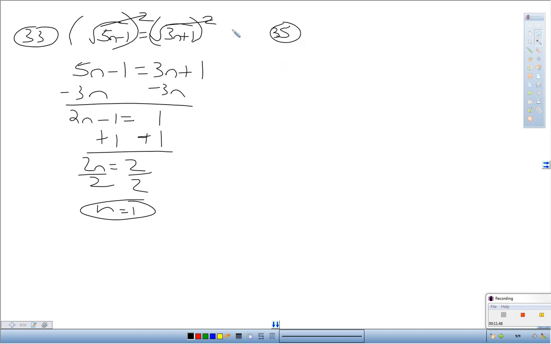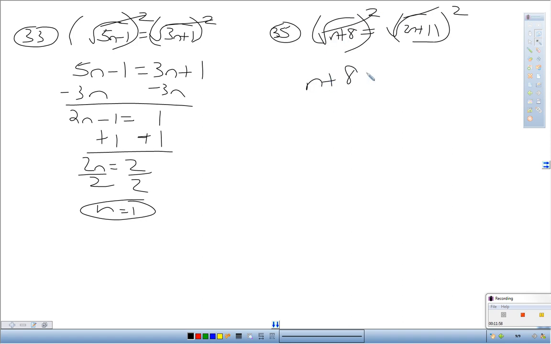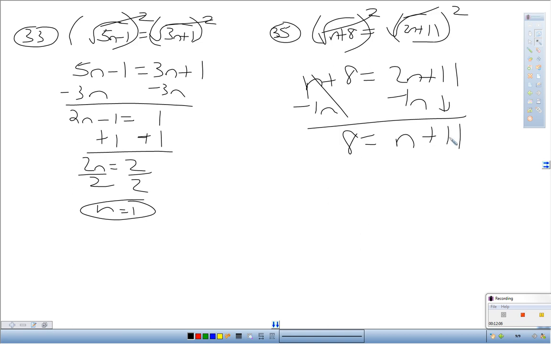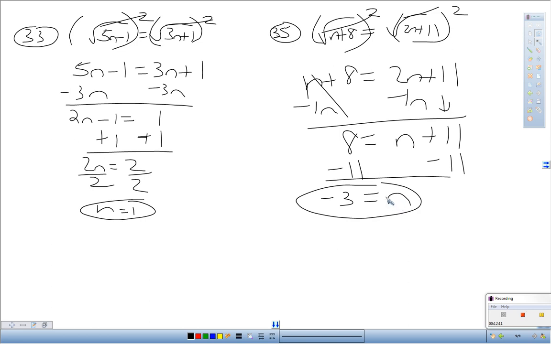For 35, again, I have the square root of n plus 8 equals the square root of 2n plus 11. So again, I can square both sides, and the squares and the square roots cancel out. That leaves me n plus 8 equals 2n plus 11. I can subtract 1n from both sides. That gives me 8 equals 1n plus 11. And then I can subtract 11 from both sides, and it gives me negative 3 for my answer for number 35.